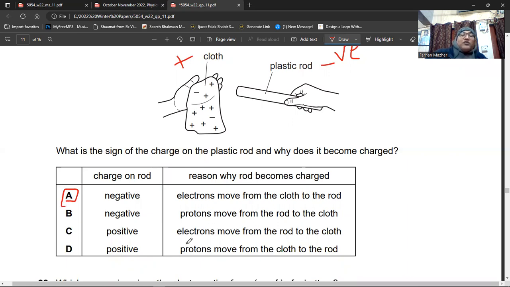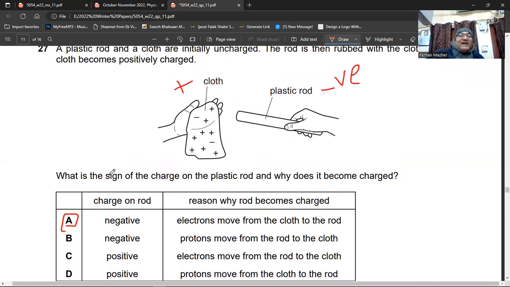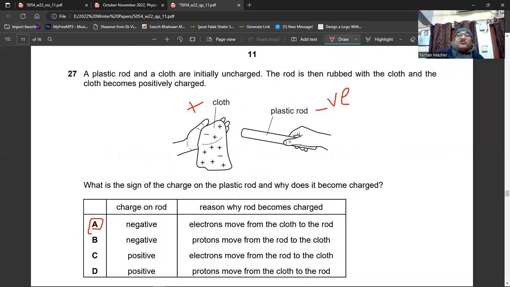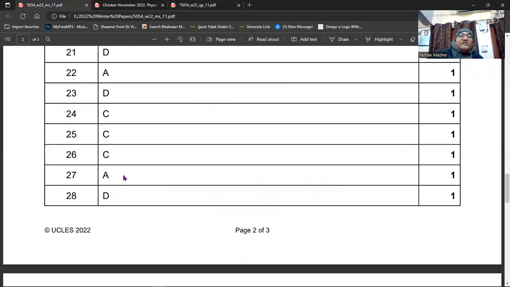Protons do not move. Positive electrons move from the rod to the cloth? That's not possible. Protons do not move. Okay, so the best explanation he gave you is in the A part. Question number 27, A choice.